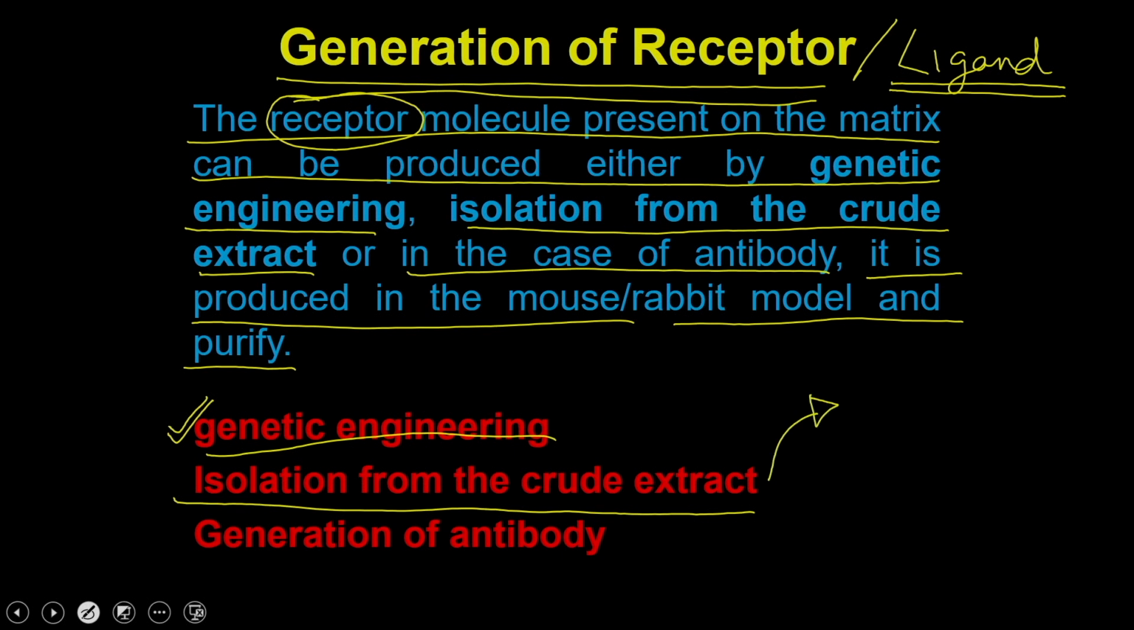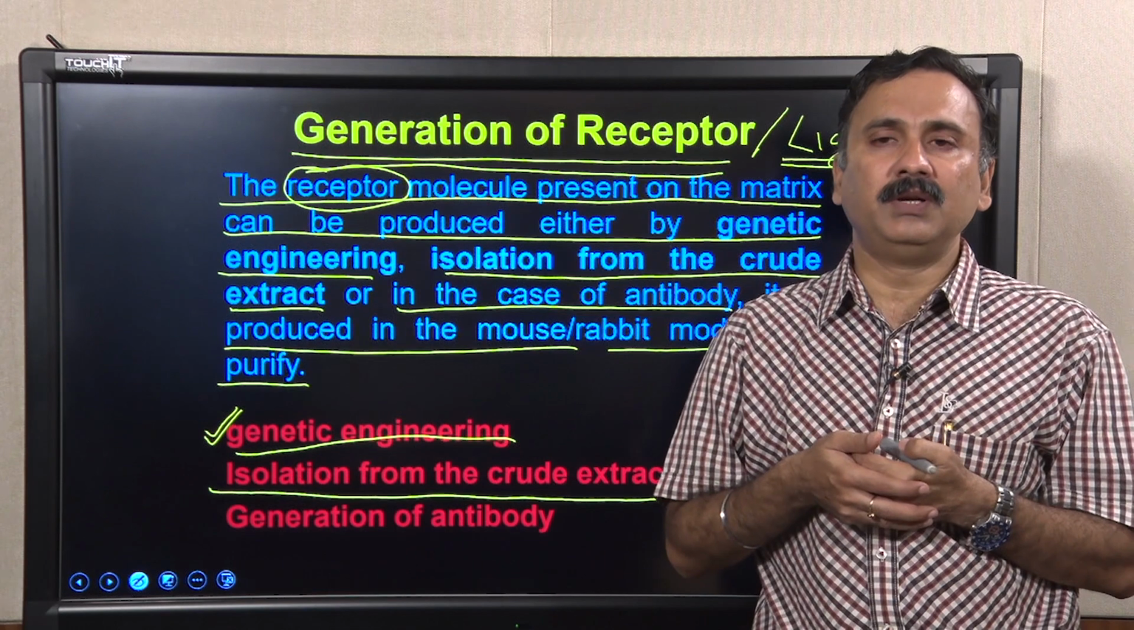That can be done simply by using conventional chromatography techniques like ion exchange chromatography, gel filtration chromatography, or hydrophobic interaction chromatography, or it can also be done with antibodies. Suppose I want to make or isolate the insulin receptor.